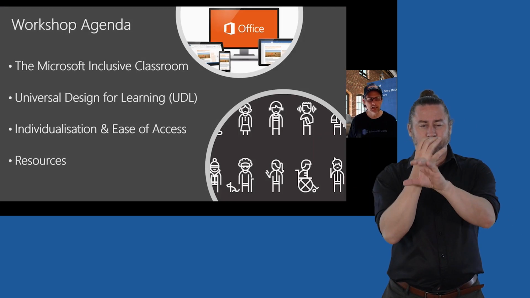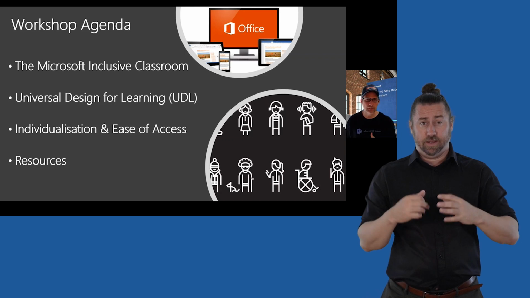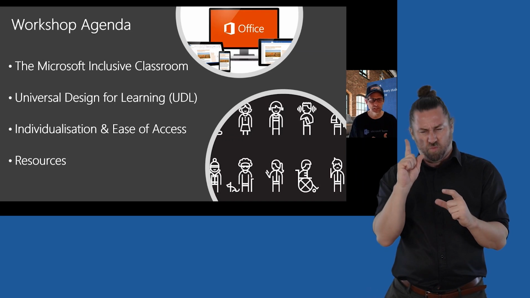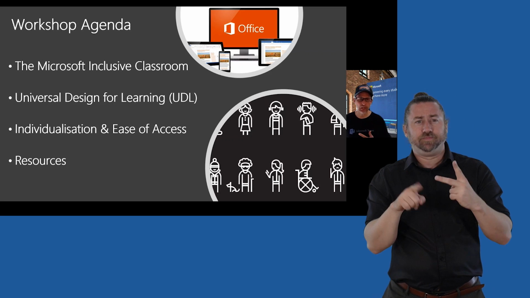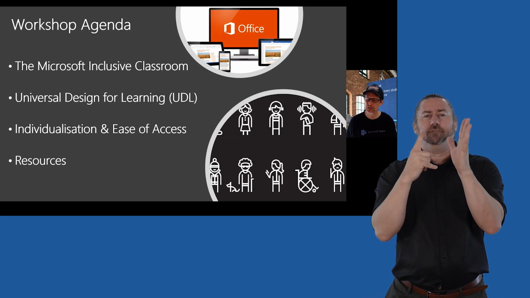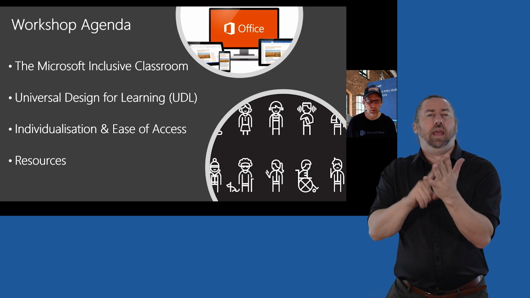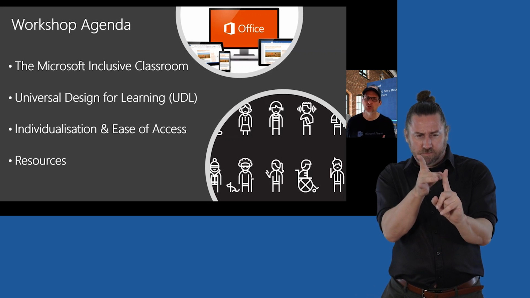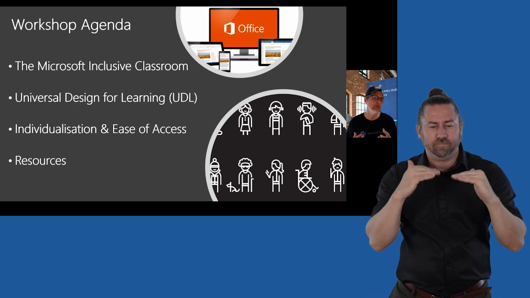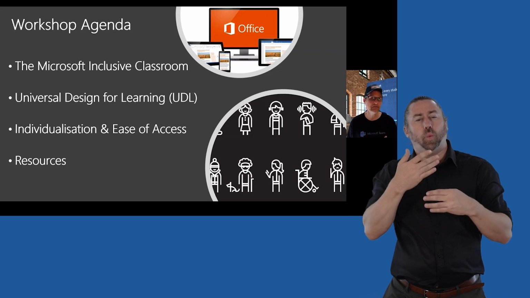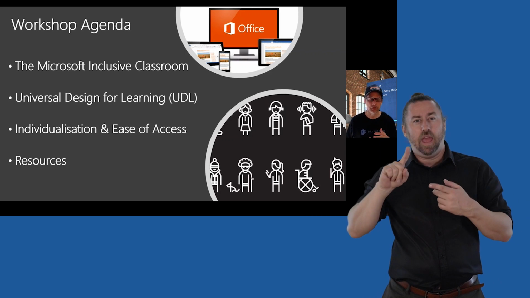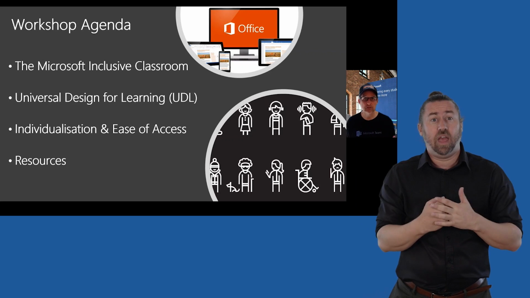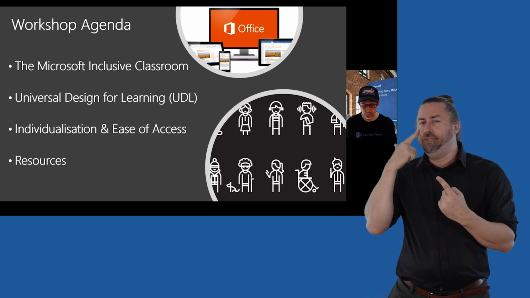Now, our agenda is going to look like this. First thing we're going to do is unpack the Microsoft Inclusive Classroom, and talk about how we define that at Microsoft. Then we're going to look at Universal Design for Learning, not a really deep dive into UDL, but just an introduction to UDL and what it's all about. Then we're going to talk about individualization, and I'm also going to introduce you to what's called ease of access. In Windows 10, it's called ease of access. In Windows 11, it's called accessibility, but nevertheless, it's very similar. So we'll jump in and have a look at that. And then lastly, I'm going to share some resources with you as well.